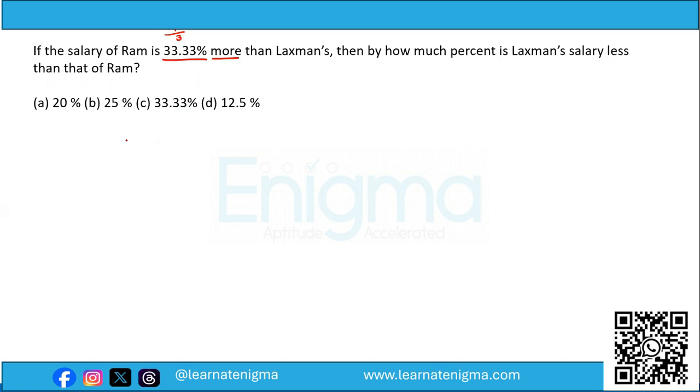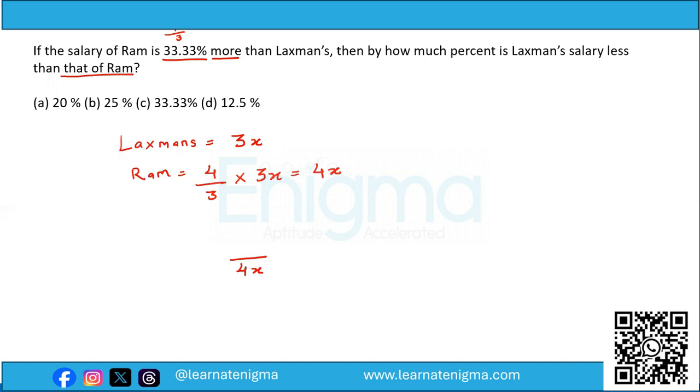So, if we assume Lakshman's salary as, let's say, 3x, then Ram's salary will be 4 by 3 into 3x, that is 4x. Then, by how much percentage is Lakshman's salary less than that of Ram? That means we have to compare it with Ram's salary. So Ram's salary will come in the denominator. Now Lakshman's salary is 3x, Ram's is 4x.